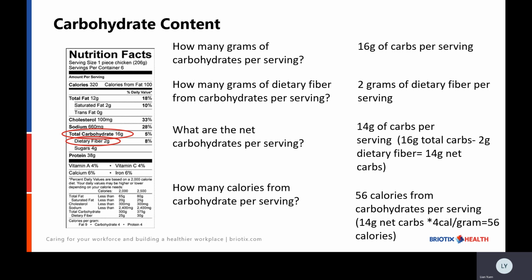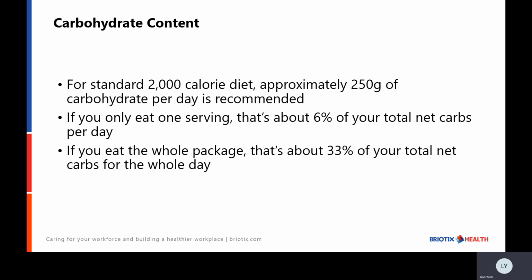And then you want to calculate how many calories are coming from carbohydrates. And so you'll take that 14 grams of net carbs, multiply that by 4, because each gram of carbohydrate contains 4 calories. And so we end up with about 56 calories per serving. So for the standard 2,000 calorie diet, about 250 grams of carbohydrates per day is recommended. So if you only eat 1 serving of this food, that's about 6% of your total net carbs per day. But if you eat the whole package, that's about 33% of your total net carbs for the day.